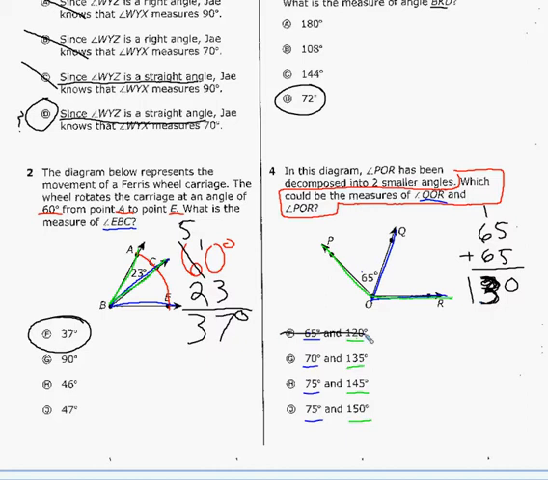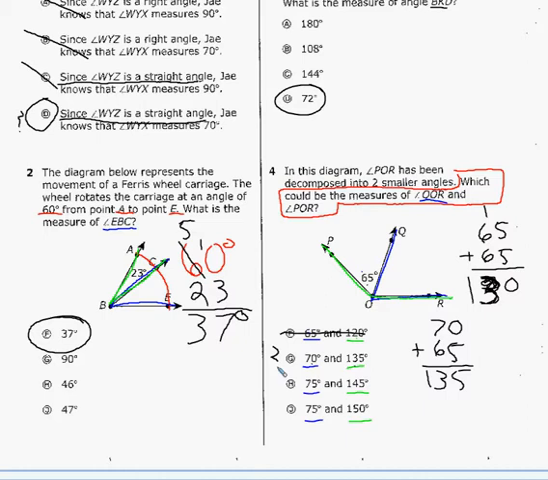We'll go ahead and add 70 plus 65 and see if it equals 135. So 70 plus 65. 5 plus 0 is 5. And then 6 plus 7 is 13. So that looks like a good possibility right there. We'll still double check it.